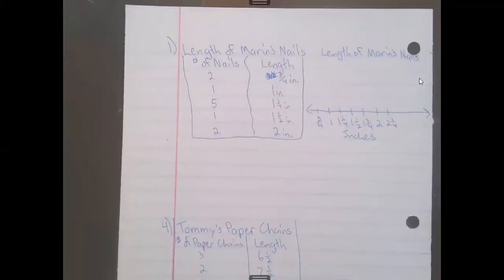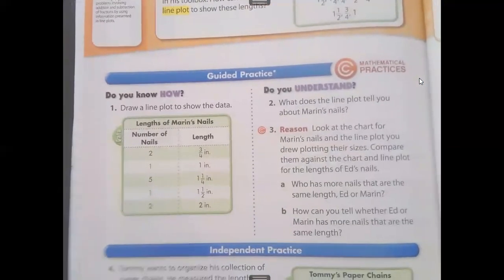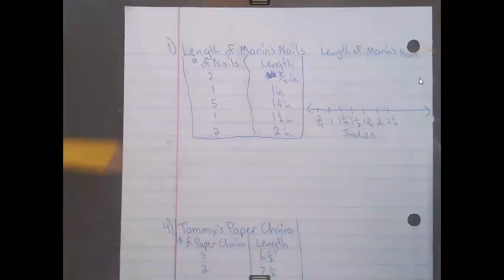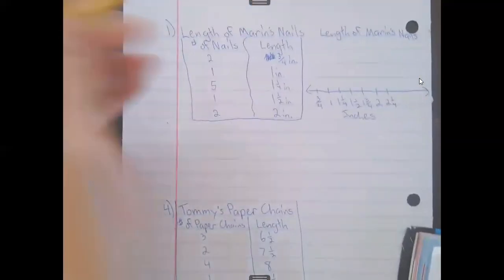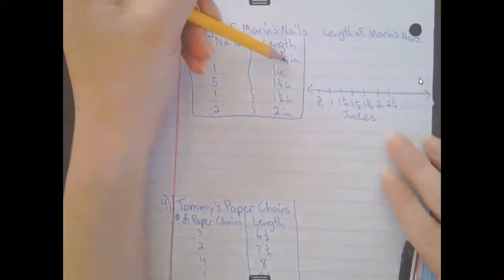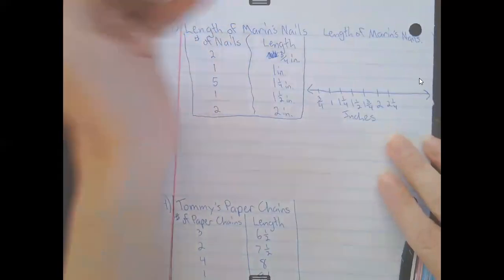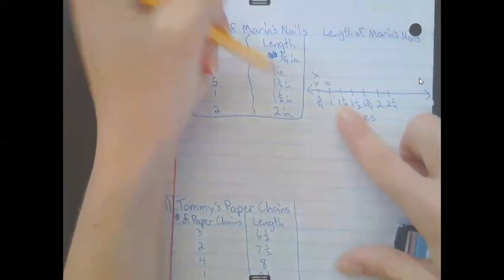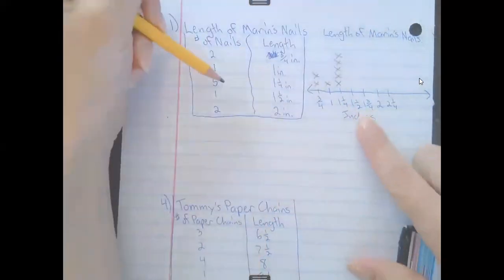On page 400, I'm just taking this right out of the book. Draw a line plot to show the data. I wrote the information down here, but now we just need to continue to practice. At 3/4 of an inch, they have 2 nails. At 1 inch, they have 1 nail. They have 5 at 1 1/4. They have 1 at 1 1/2. And they have 1 at 2 inches.